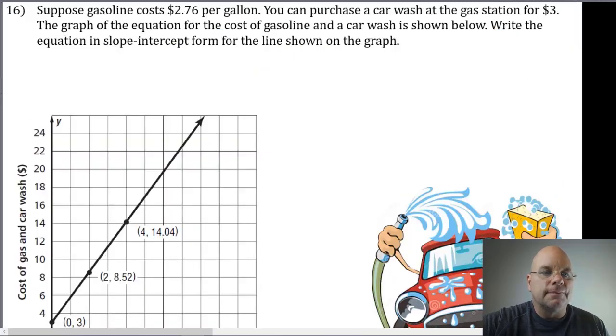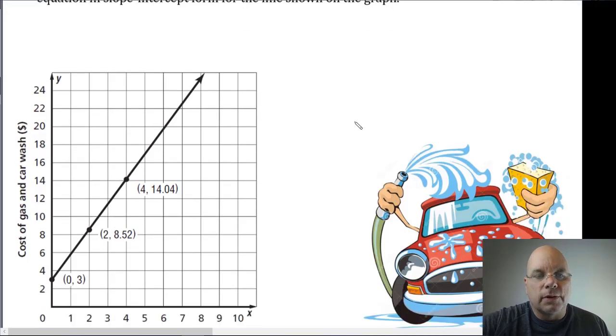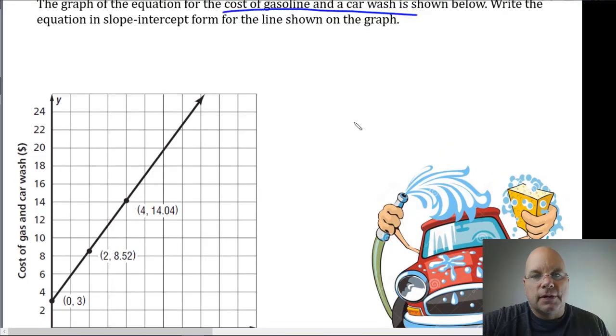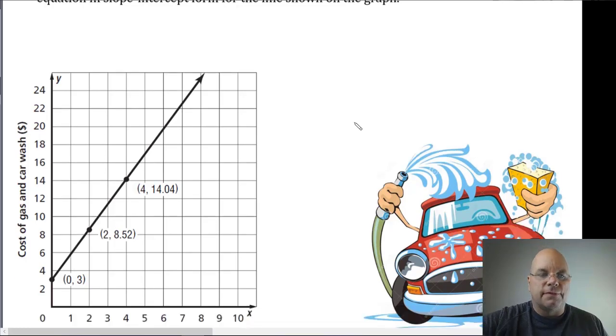Finally, problem 16. Suppose gasoline costs $2.76 per gallon. You can purchase a car wash at the gas station for $3. The graph of the equation for the cost of gasoline and the car wash is shown below. So here we have the graph. Write the equation in slope-intercept form for the line shown on the graph.